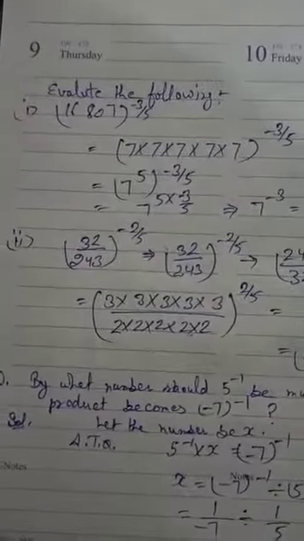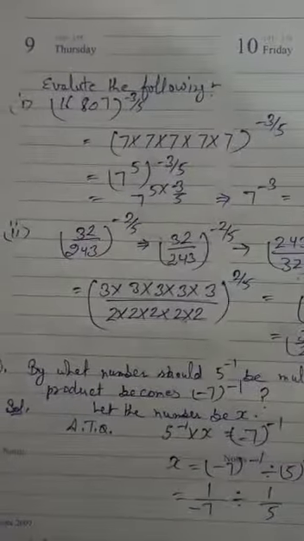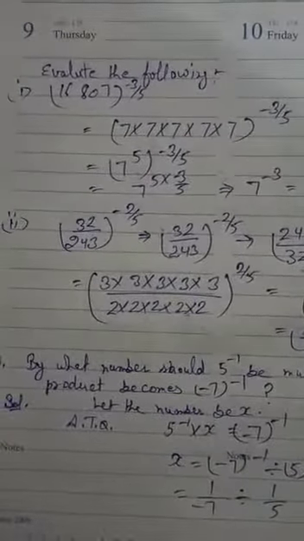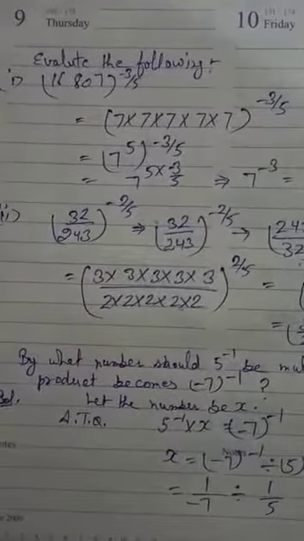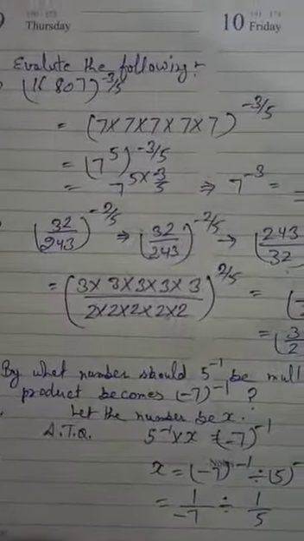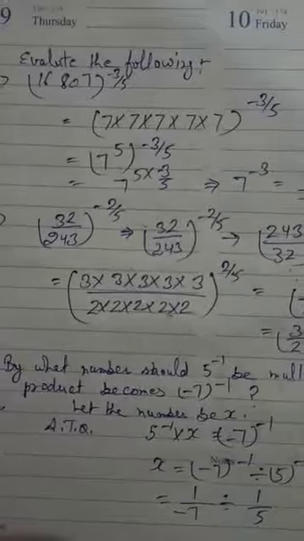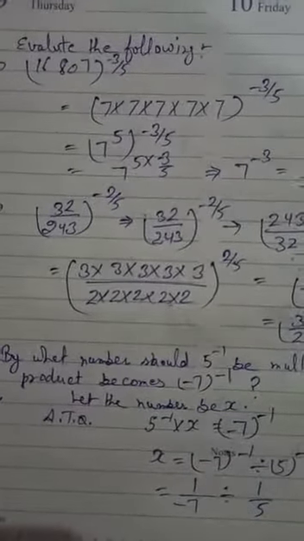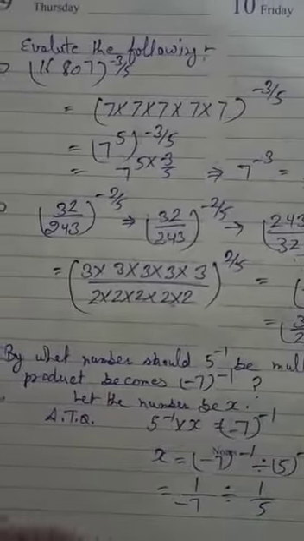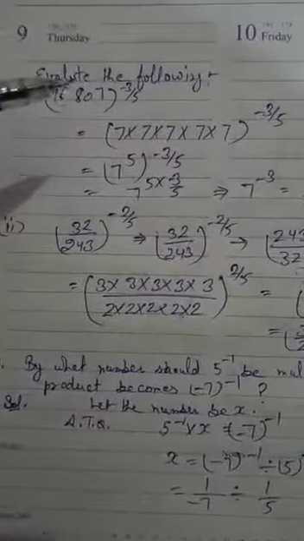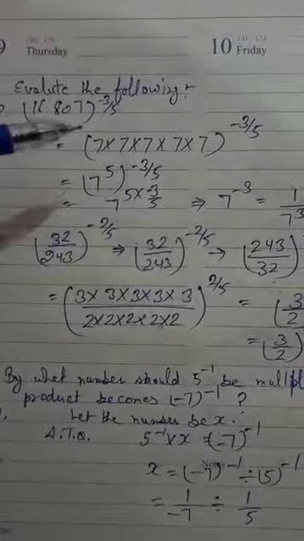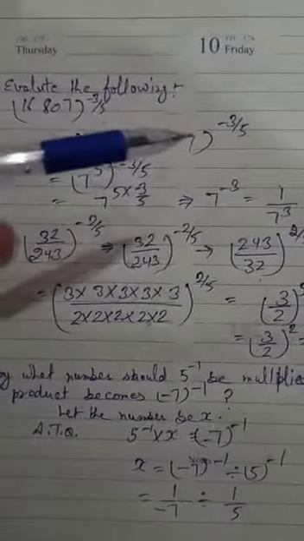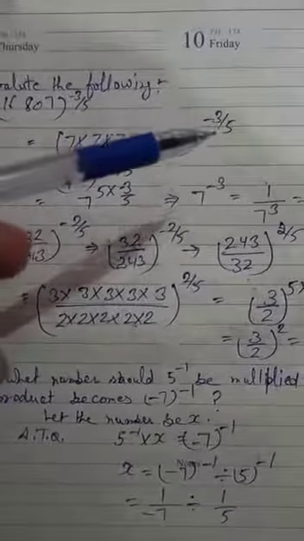Now we will discuss some more questions of this exercise and this topic. First is, evaluate the following. First part is 16,807 power minus 3 by 5. How can we write it in simple exponential form? We can write 16,807 as 7 multiplied by 7 multiplied by 7 multiplied by 7 multiplied by 7, and the power is minus 3 by 5.